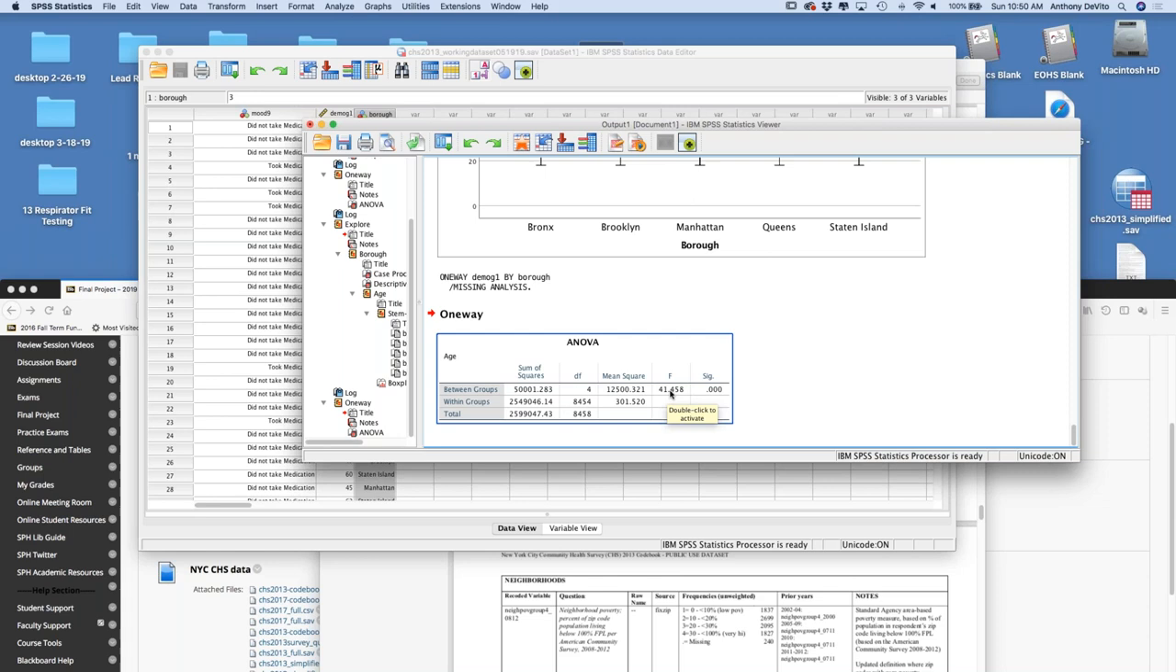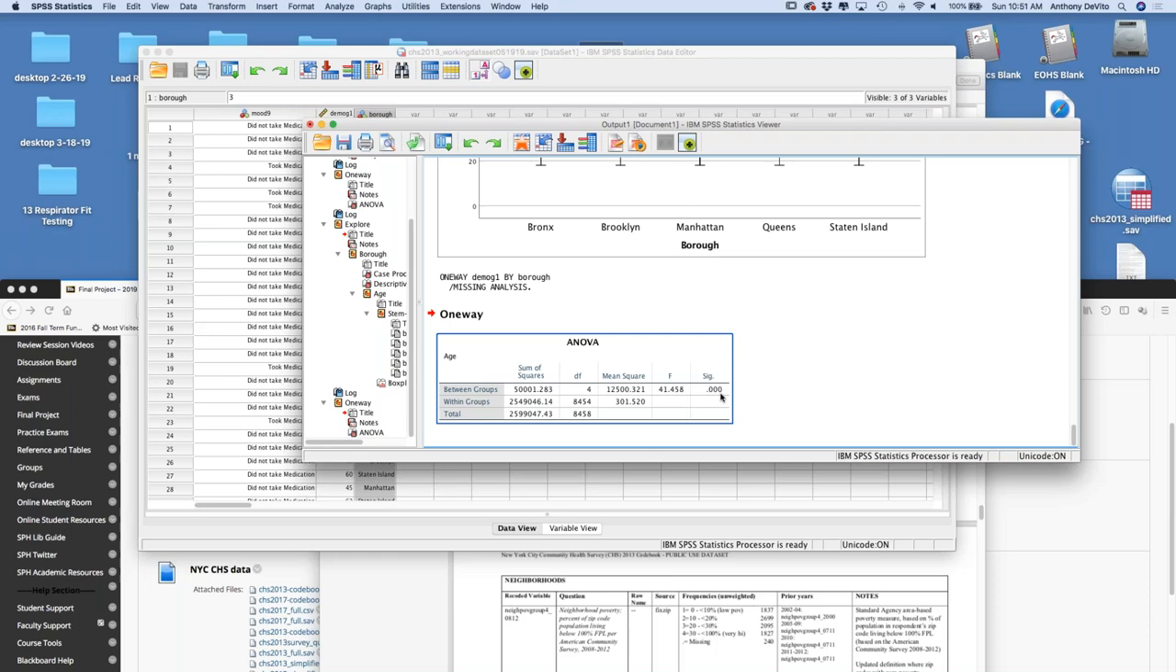The probability that we would get that big a number if my null hypothesis was true, if all of these means are equal, is 0.001. Again, very, very tiny, and certainly less than 5%. Since the probability that I would get such a big difference in the mean ages is so small, I can reject the null hypothesis and say that there is a difference between the means of these five groups. Now the question becomes, where's the difference?